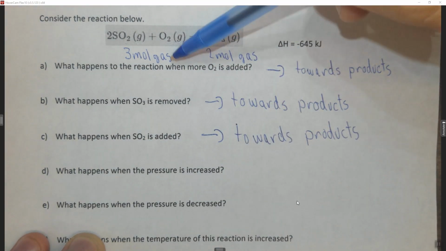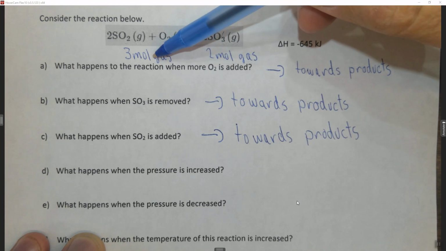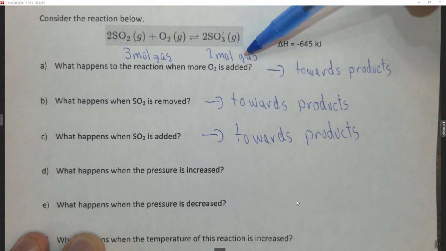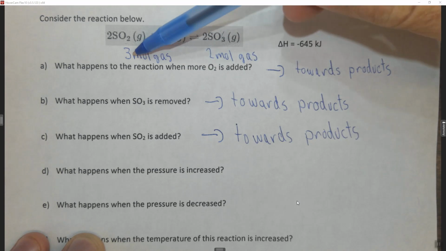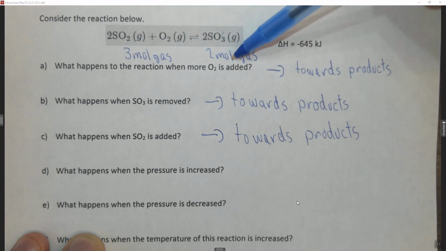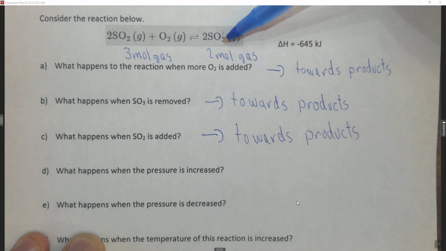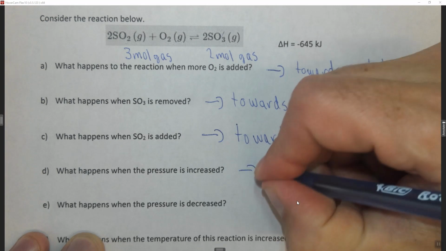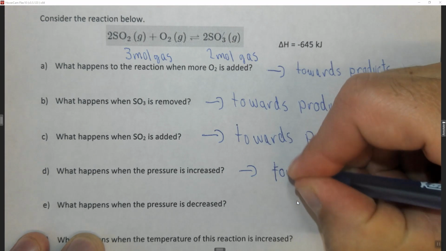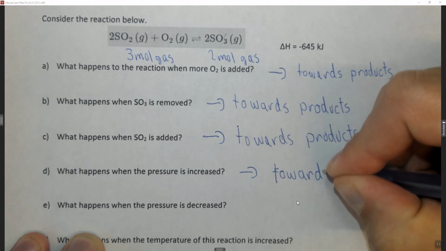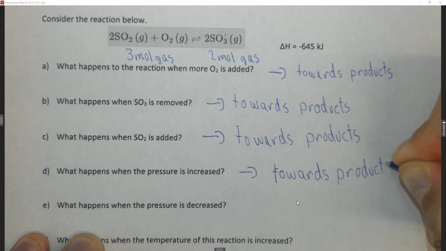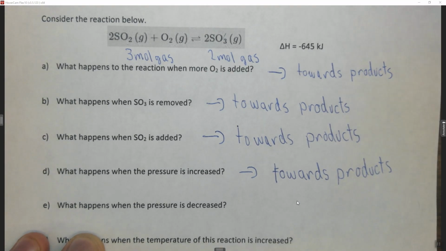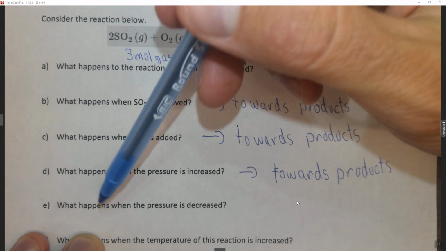The only way that the reaction could shift to decrease the pressure is to make less moles of gas, because less moles of gas will have less pressure. So the reaction here will shift towards the products in order to reduce the pressure. So it's again going to shift to the right towards the products. So a lot of shifting right here, but it can just as easily shift left. And here's one where it shifts left.